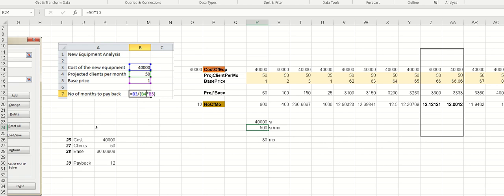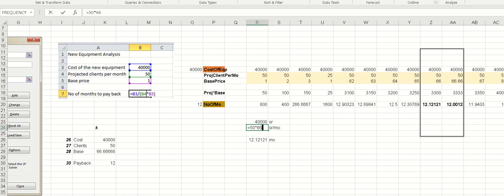In our case, we say, all right, I have a client base of 50, but I'm going to charge them. I'm going to multiply this by 66. That's the base price. 66 times 50, then I'll be able to pay in 12 months, because I will have 3,300 per month. All right.